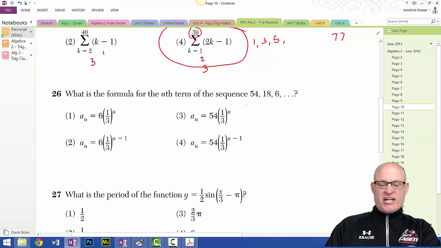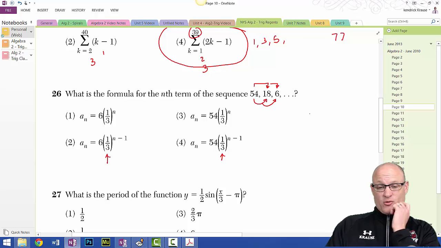So this is a geometric sequence, because you can know it's a geometric sequence. It's coming down, and the numbers aren't the same that it's coming down. If I figure out what do I have to do to 54 to get to 18, or maybe even easier, what do I have to do to 18 to get to 6? And if you look at the answers, they kind of give it to you. See the 1/3s all over the place?